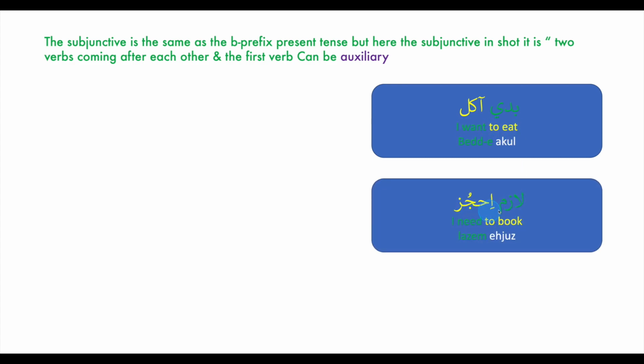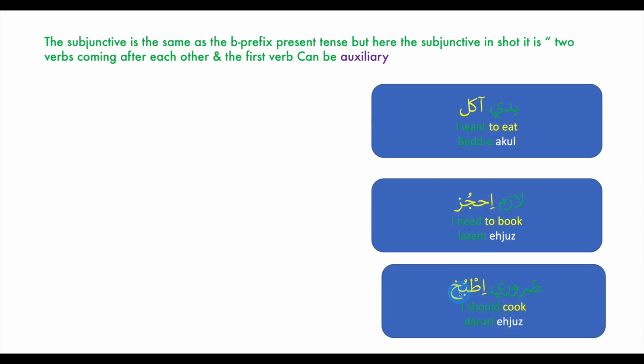لازم أحجز. لازم, I need. أحجز, I book. That's the literal translation, and the overall translation: I need to book. ضروري أطبخ. ضروري, I should. أطبخ, I cook. ضروري أطبخ, I should cook.